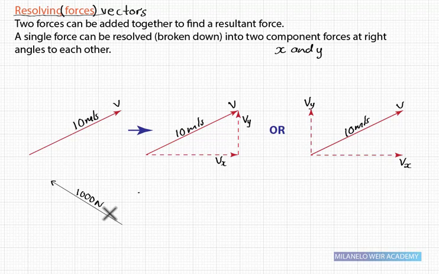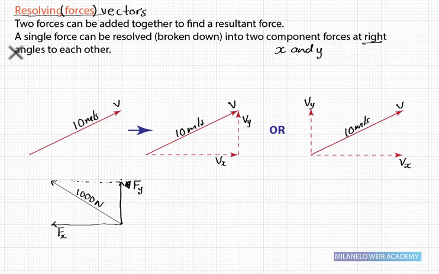So this one is in line with this one again. Here we have F y, and then we let that one on the horizontal be F x.